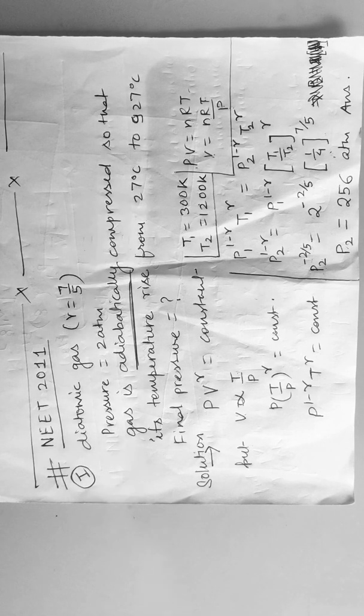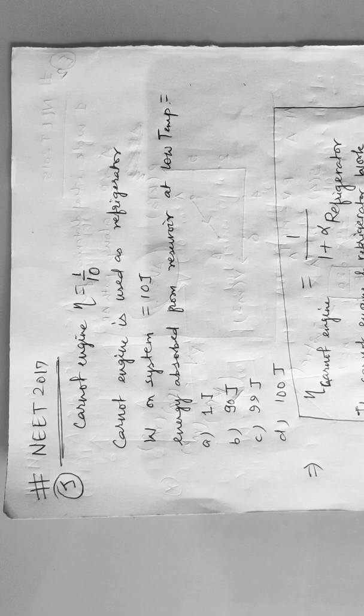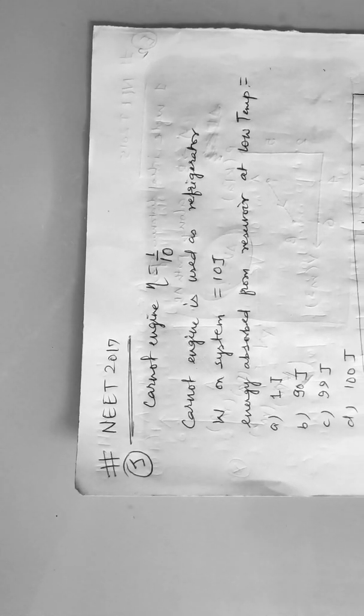Not very tough. Now let's come to our best question of the day. That question that will make your day. Let us try to focus over that. Dear students, the most important question of this session. It is for a Carnot engine. Eta efficiency is 1 by 10. Carnot engine is used as a refrigerator. Now work done on the system is 10. Okay, and they have asked you energy absorbed from the reservoir at low temperature.